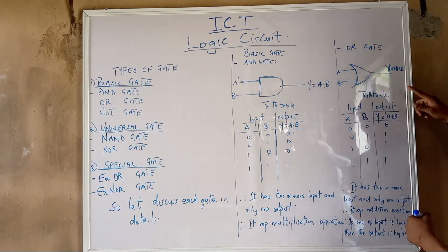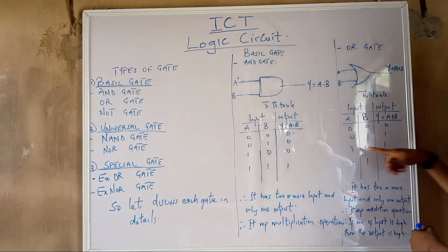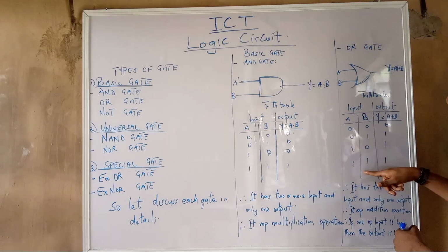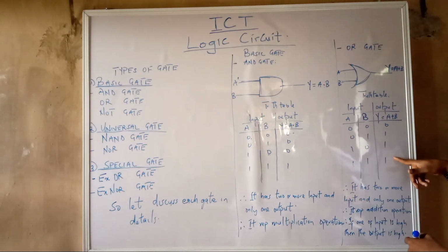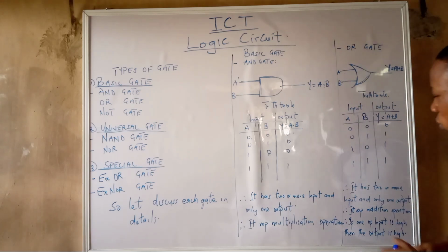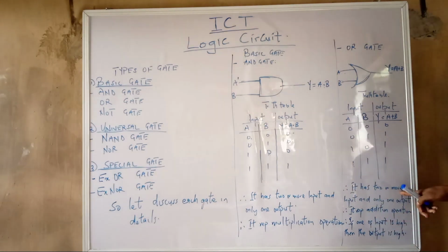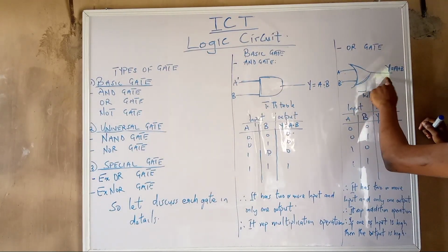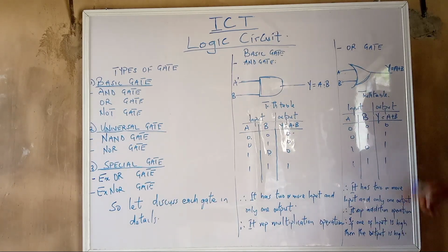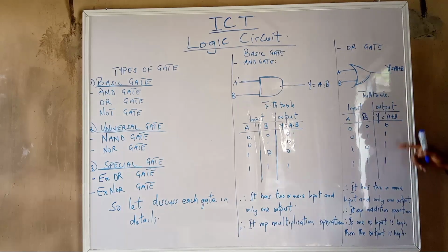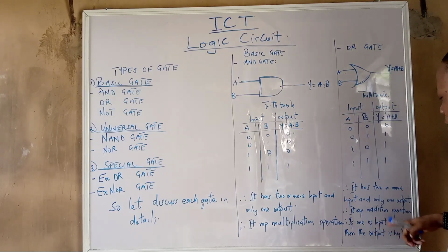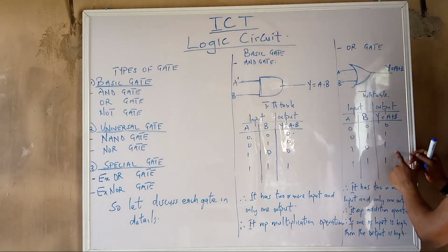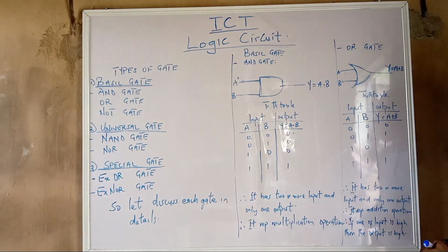So now the output for the OR gate is going to be 0 plus 0 is what? 0. 0 plus 1 is 1. 1 plus 0 is what? 1. 1 plus 1 is what? 1. Because in computer studies, we deal with zeros and ones, binary. So it has two or more inputs and only one output. It represents the addition operation. We are using the addition operation to get your output. And what if one of the inputs in your truth table is high? That means automatically your output here is high.